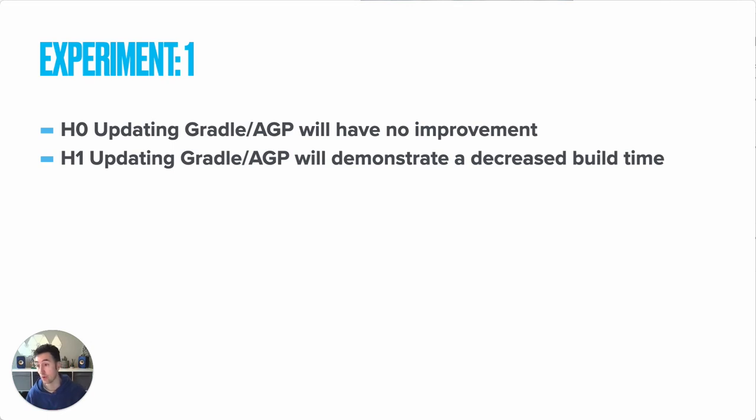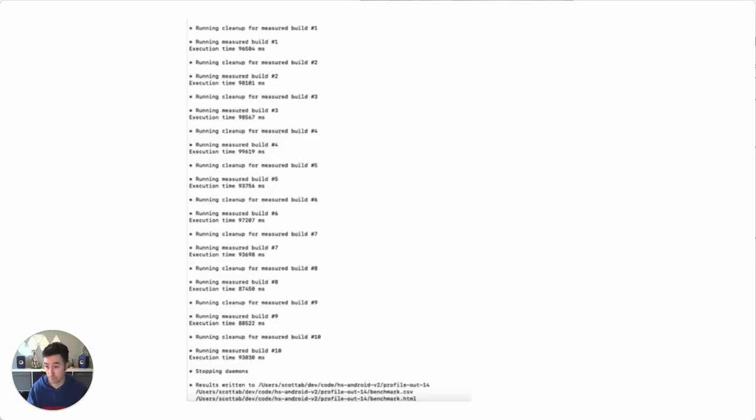So for experiment 1, this was to do with updating Gradle and the Android Gradle plugin. The null hypothesis is that it has no improvement, and the H1, the alternative hypothesis, is that it demonstrates a decrease in build time. So we make the changes, which was fairly simple for this. We run the benchmark again, and then we have to analyze these.